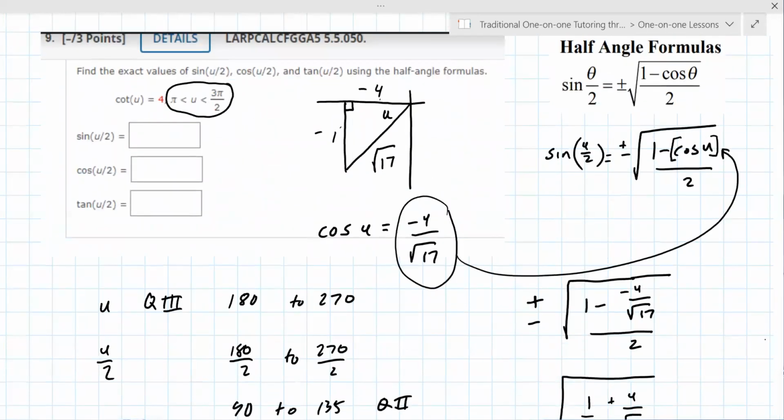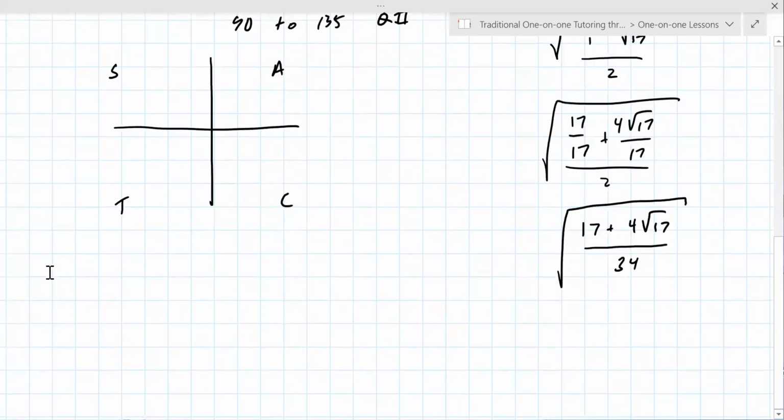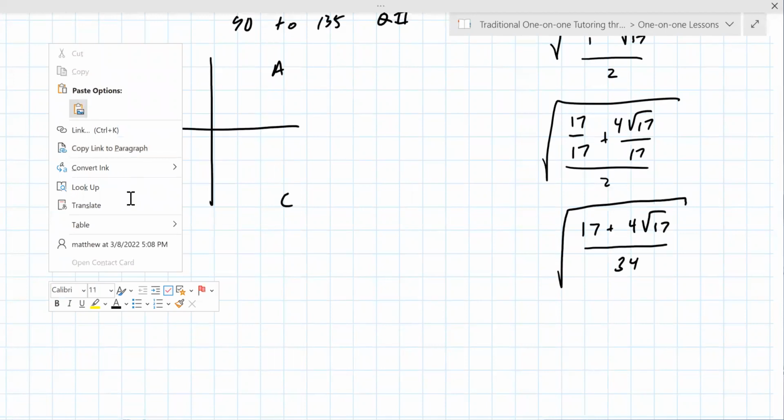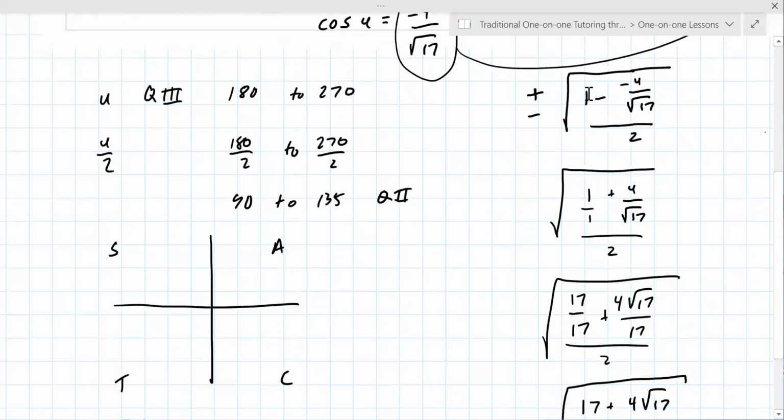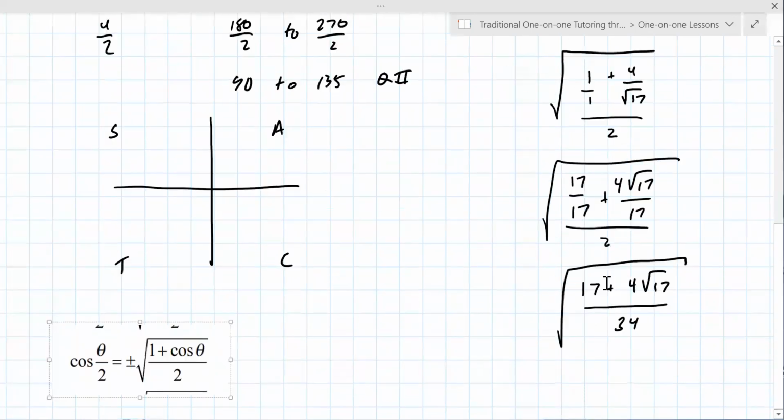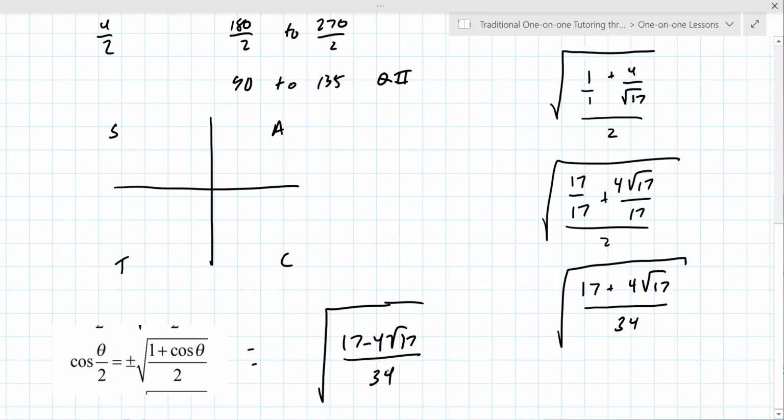There are 3 total half angle formulas. The cosine one is really similar. The cosine here is 1 plus instead of 1 minus. So I think all that does is change the sign inside here. So it'll be the square root of 17 minus 4 root 17 all over 34. And then it's kind of the same deal here. You're in the second quadrant, so cosine is negative there.